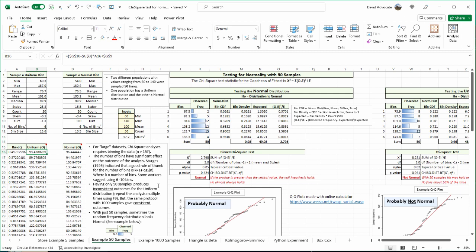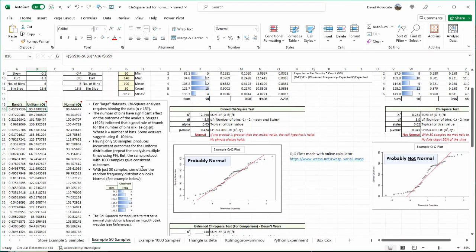What I found from this example here is that when you have only 50 samples, it produces inconsistent outcomes for the uniform. Sometimes you'll get a normal looking outcome, in other words. But the same protocol with 1,000 samples that we'll look at next gives a pretty consistent outcome. With just 50 samples, we find that sometimes the histogram looks quite normal.